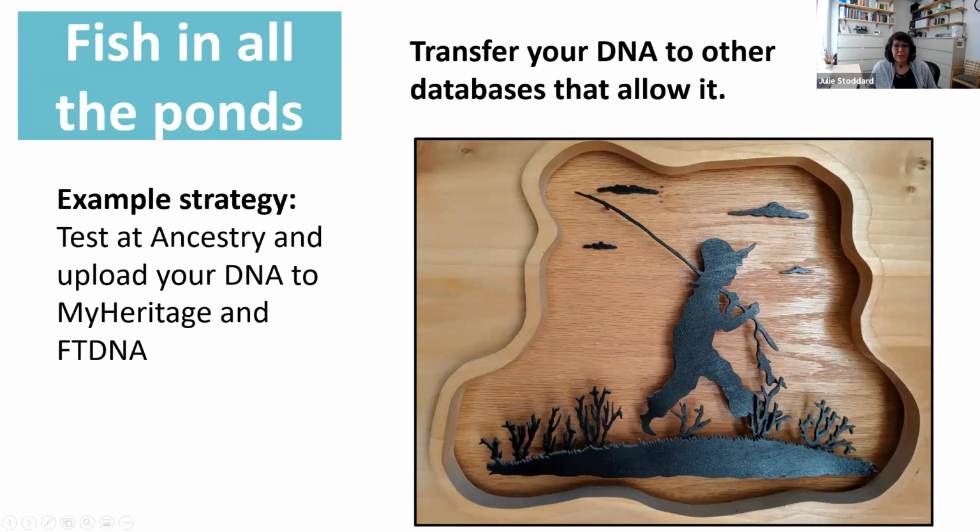So in the genetic genealogy community, they call it fishing in all the ponds. What they're saying is transfer your DNA to any other database that allows it. An example would be you could test at Ancestry. You get those 20 million DNA matches. Then you can upload to MyHeritage and Family Tree DNA, who allow the uploads. Now, some of your matches will be the same as you had on Ancestry, but you'll also have a new set of matches that you can look at. So it just increases the number of chances of finding a DNA match on the part of your tree that you're trying to focus on.